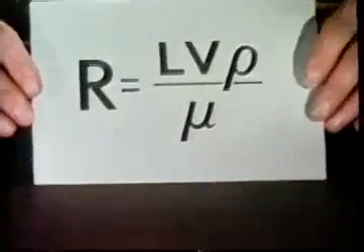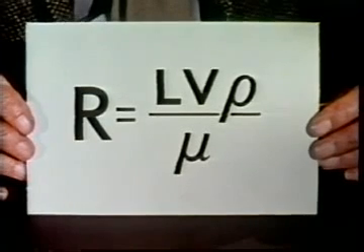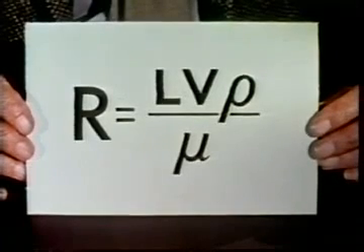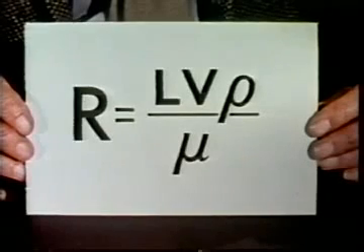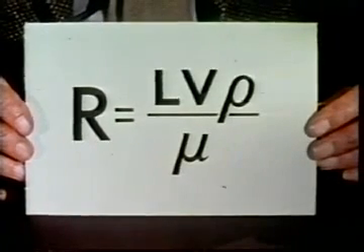Low-Reynolds number flows are those in which inertia plays only a very small part in the conditions which determine the motion. Reynolds number for a flow which is characterized only by density and viscosity is defined as R equals L V rho over mu. Here L is a length characteristic of the field of flow, V is a characteristic velocity, rho and mu are the density and viscosity of the fluid.